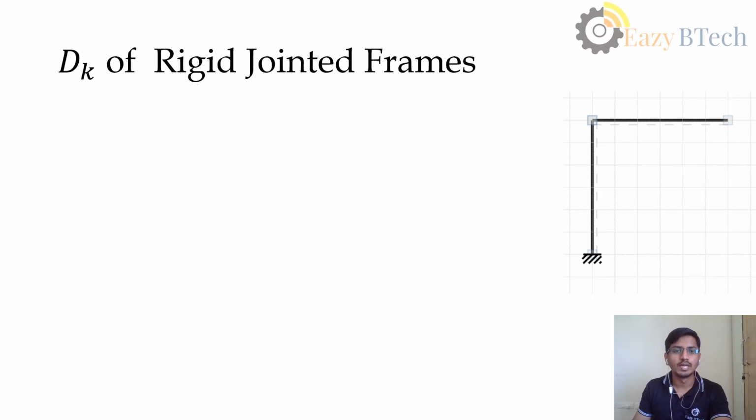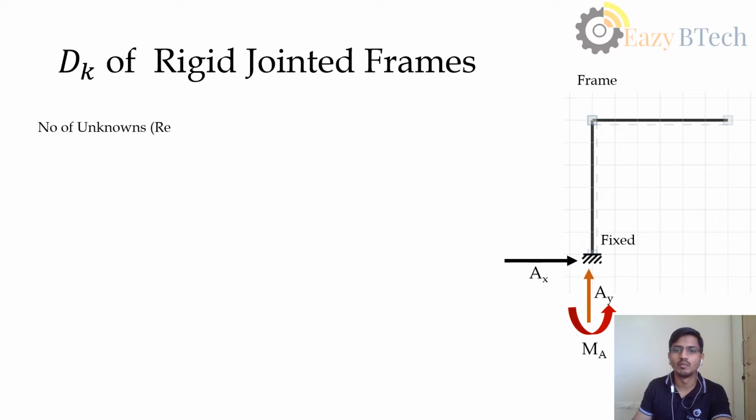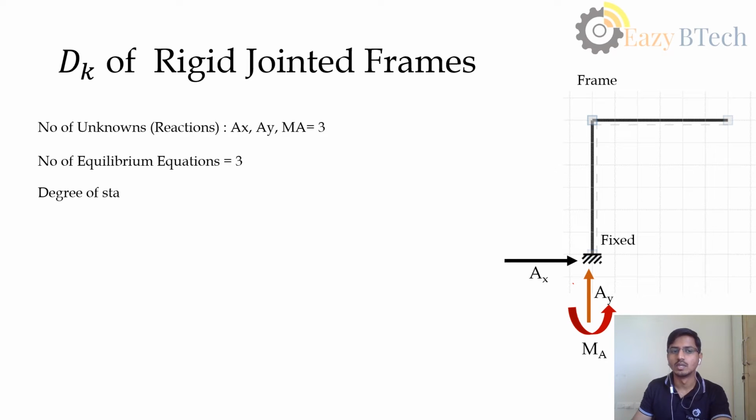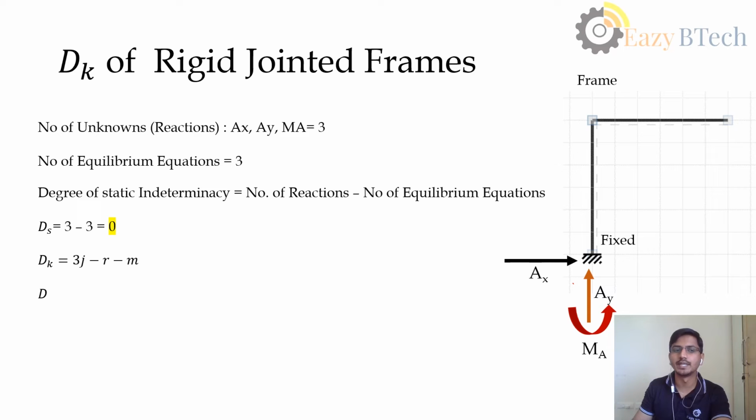Now let us see a frame. So this is a frame, one end is fixed and the other end is free. We'll first find out the static indeterminacy of this frame. How many reactions are we getting here? 3. Now the degree of static indeterminacy is 3 minus 3, that is 0. This is fine.